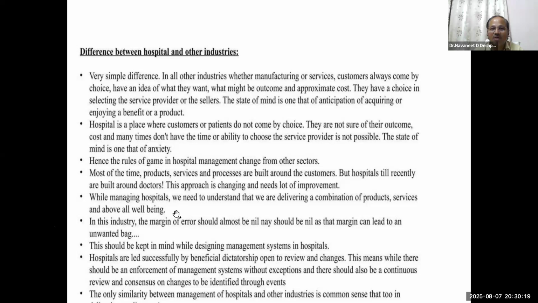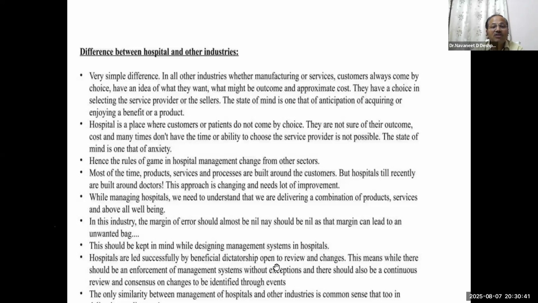There's no guarantee and warranty as in other industries. If you purchase a product, you can give a warranty and guarantee. What guarantee and warranty do you give, other than giving medications and treatments? In this industry, the margin of error should be almost nil. The lesser the error, the better it is in the longer run. So this should be kept in mind while designing management systems in hospitals.